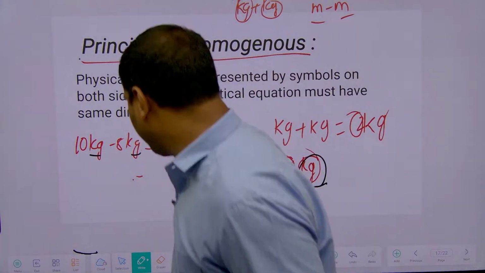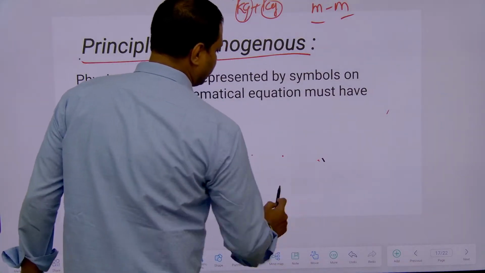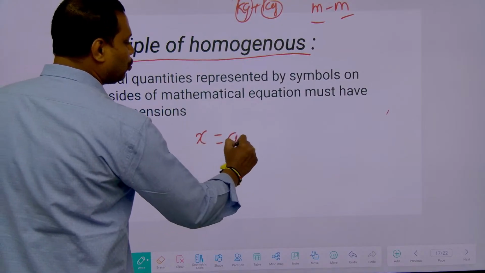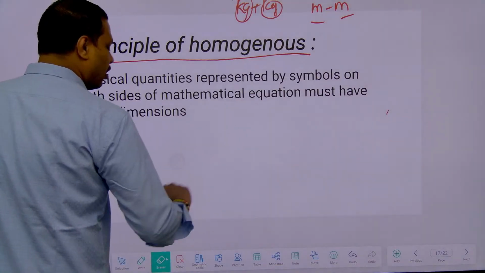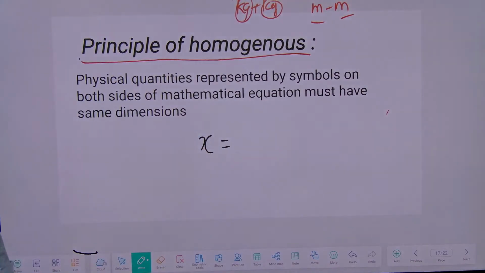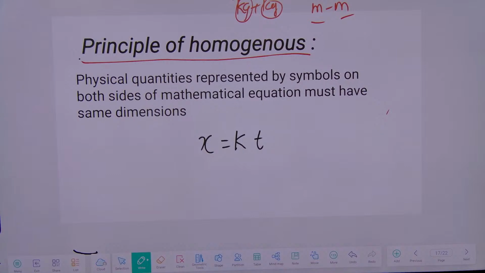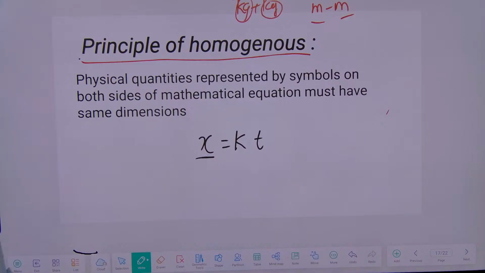Okay, the next point is that, now see, for suppose I'll take one equation like this. Let us take x equals a t, something like that. A may be any number, or else I'll take any other letter. Tell me one alphabet, 26 alphabets are there, right? Okay, I'll use k. So here k is a constant. So x equals k t. Are you clear? x equals how much?